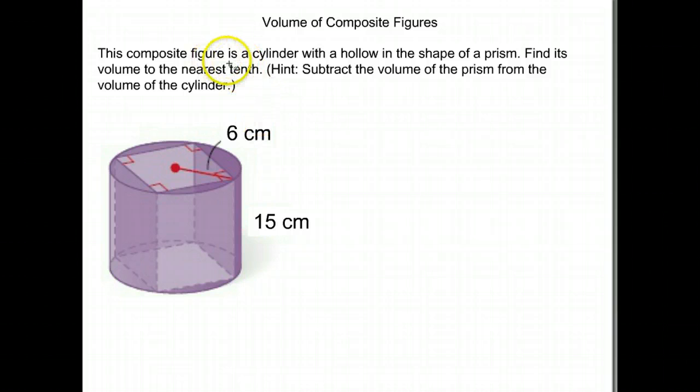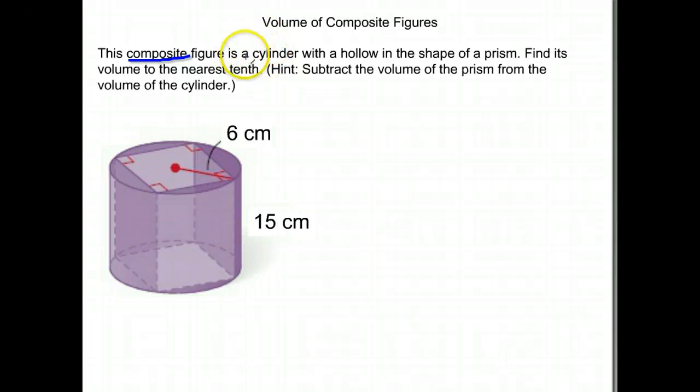Finding the volume of composite figures. Composite figures means two figures either put together or two figures taken apart. So what you're going to do for composite figures is either add two figures together to make a bigger volume, or you're cutting a hole out, so you're subtracting a volume.